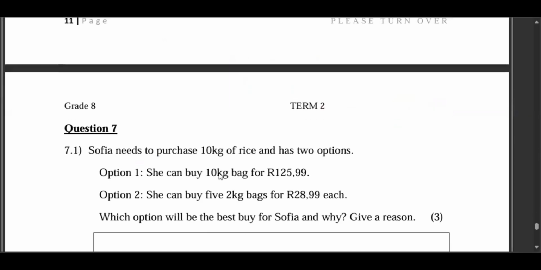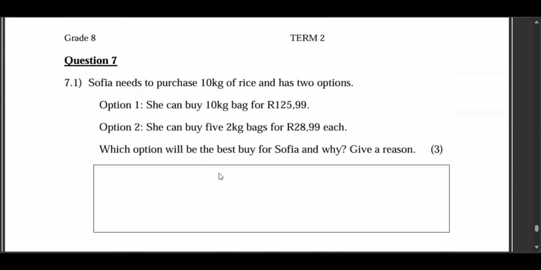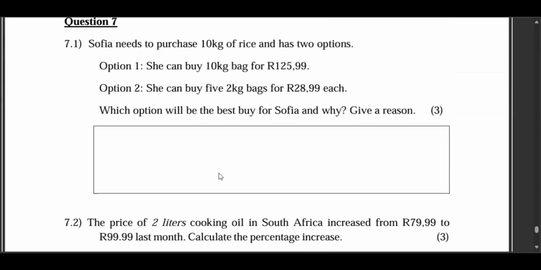Okay, we look at question number 7. This one needs a little bit of your understanding, but we shall go through it. Now, a person called Sophia needs to purchase 10 kg of rice and has 2 options. Option number 1, she buys a 10 kg bag straight away, but look at the cost. Then she has another option of buying 5 2 kgs. Remember, her aim is to get what? But each kg costs how much? 28. So they're asking you which option will be the best for Sophia and why. Give a reason for your answer.